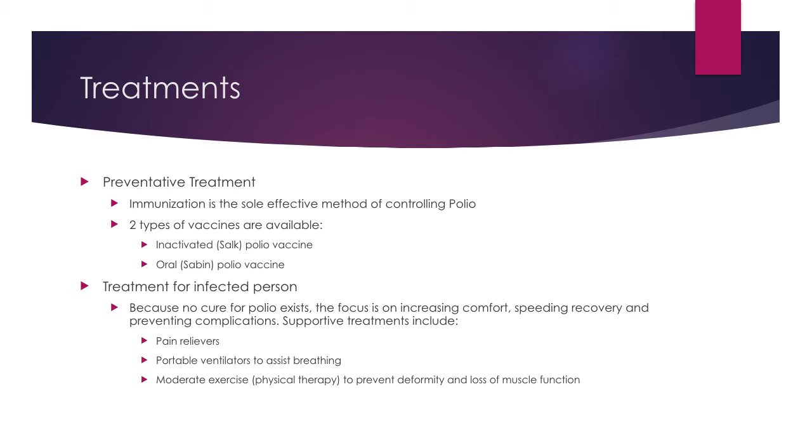The doses at each age is usually 2 months, 4 months, 6 through 18 months, and 4 to 6 years old. And then we have the oral polio vaccine, which is no longer licensed or available in the United States. It is still used in some parts of the world, and children do receive doses of vaccines by drops in the mouth. And then treatment for infected persons.